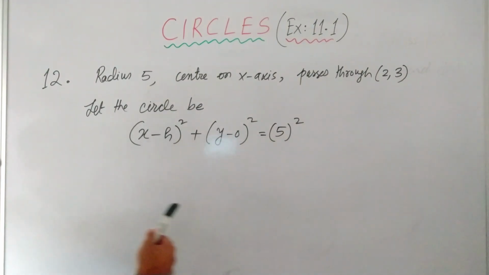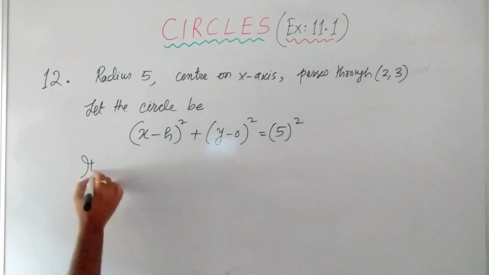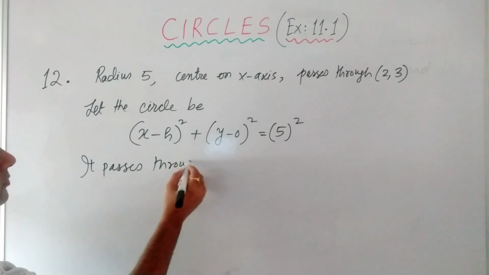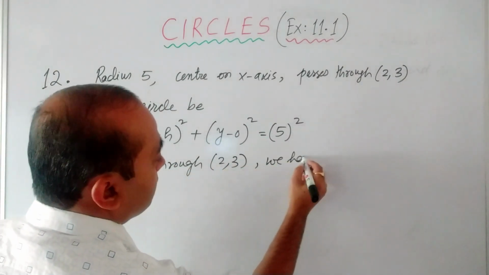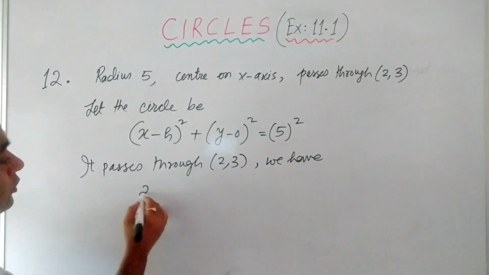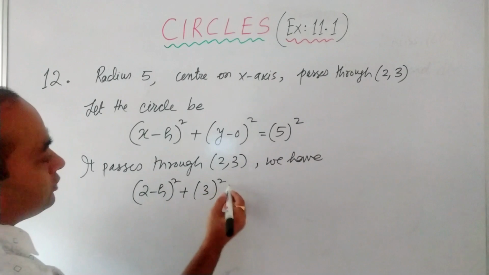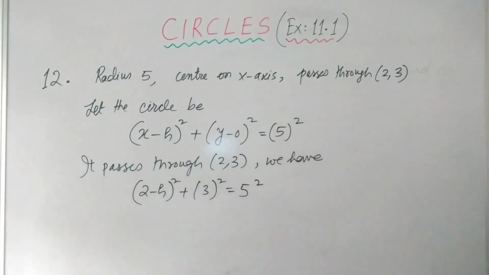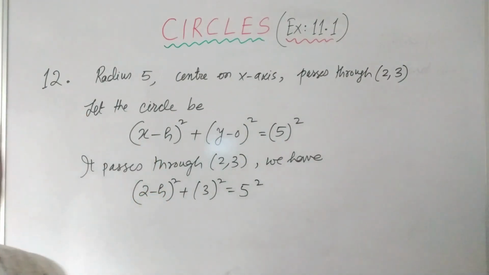So what you have to do, you have to put that it passes through (2, 3). So since it passes through (2, 3), we have (2 minus h) whole square plus 3 square equal to 5 square. And from this equation you can get the value of h, put it back there and get the answer.